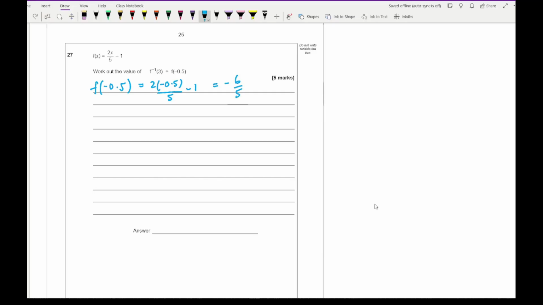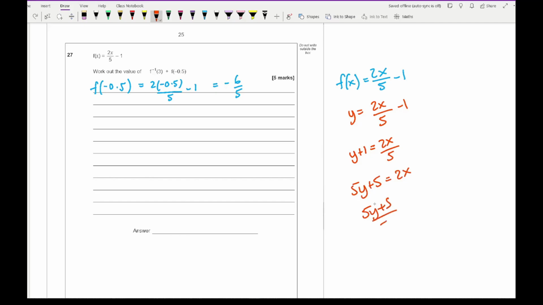Now for the next one, to work out the inverse function, what I need to do is work out what the formula for the inverse function is actually going to be. So let me just quickly go through the notation. Again, make the function equal to y. And then what I want to do is make x the subject. So I've got y plus 1 equals 2x over 5. I've then got 5y plus 5 equals 2x. And then (5y plus 5) over 2 equals x. So the inverse function of x is going to equal (5x plus 5) over 2.